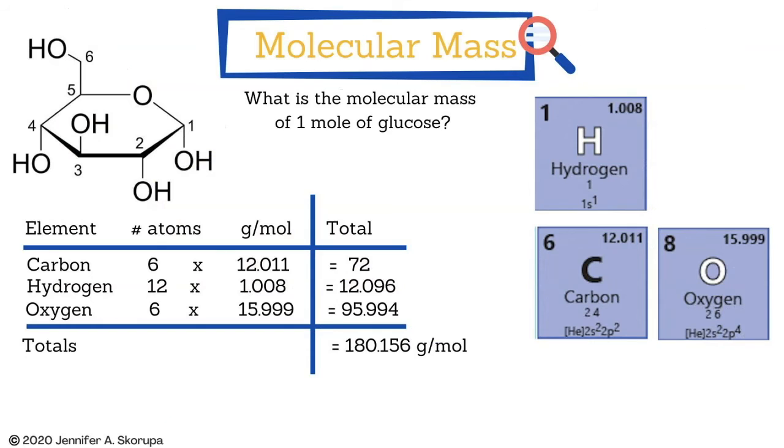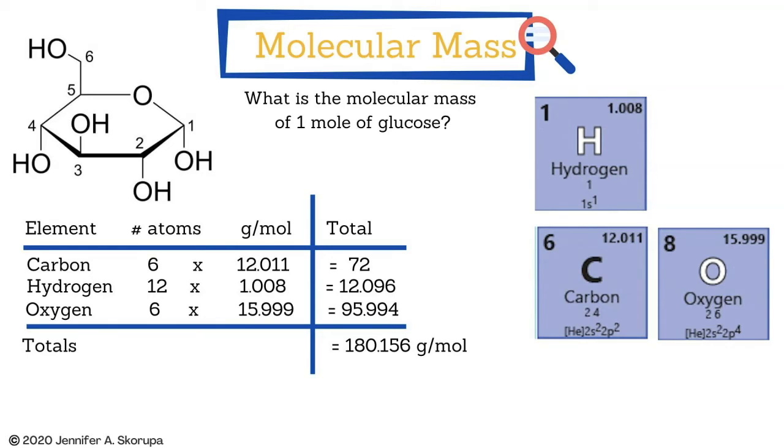Glucose. Glucose is C6H12O6. Looking at the periodic table, I see the molar mass of carbon is 12.01, the molar mass of hydrogen is 1.01, and the molar mass of oxygen is 16. This is a larger molecule. There are 6 carbons, 12 hydrogens, and 6 oxygens. So we need to multiply the molar mass by the number of atoms for each element. So you can see in this table, 6 carbons times 12 grams per mole, because each carbon has a mass of 12 grams per mole.